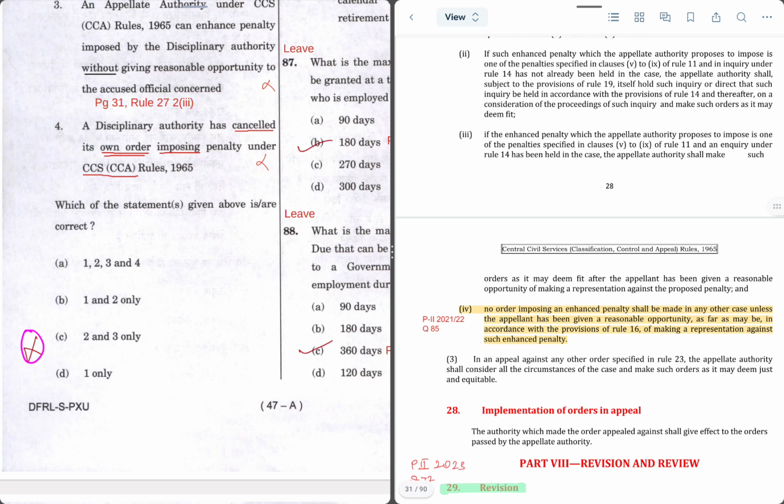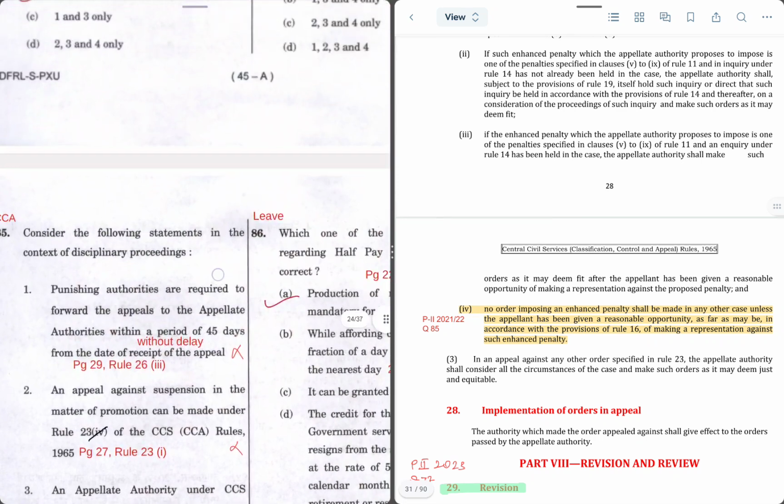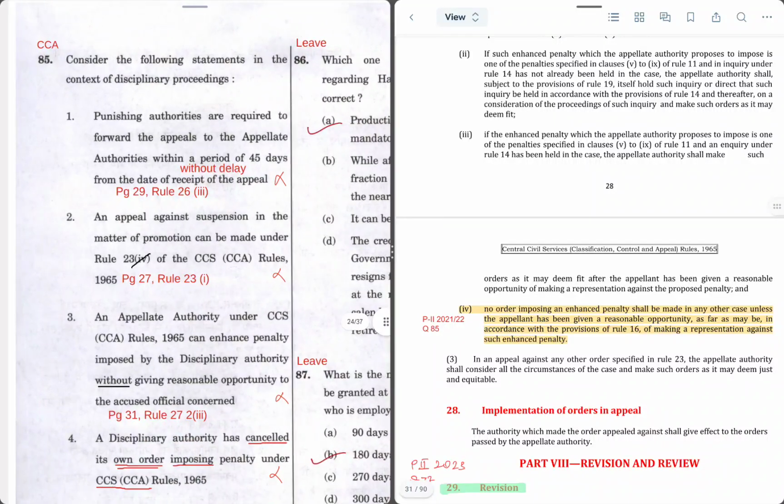So this brings us to the end of this video. You can go through all the rules mentioned in this video on CCS on CCA webpage, or you can download the CCA PDF. In both these sources you will be able to find the solutions of the questions.